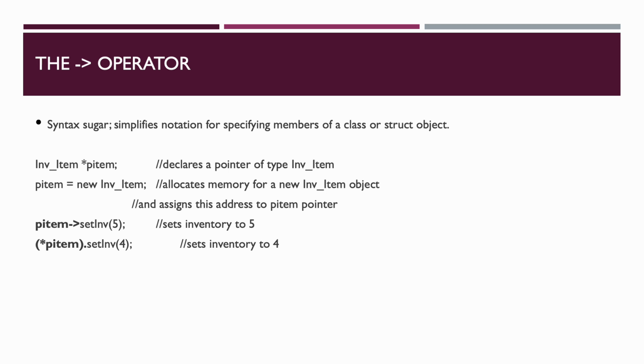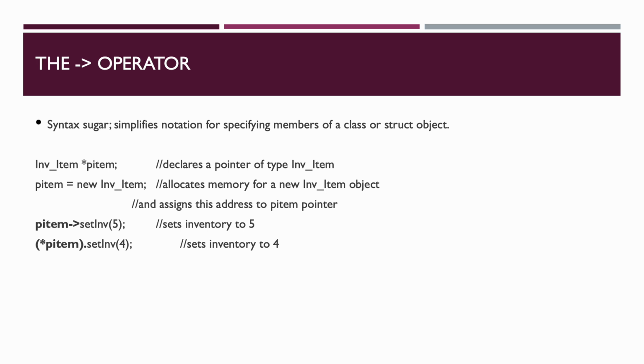This operator is a piece of syntax sugar, meaning it simplifies the syntax for accessing members of an object through a pointer. Instead of needing to explicitly dereference the pointer and then access a member, we can use this to perform both steps in one go.